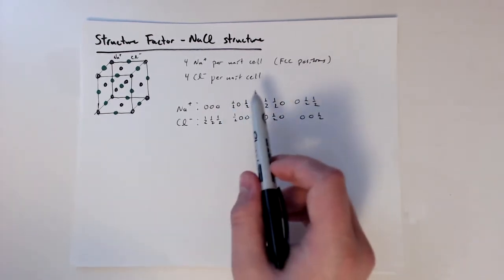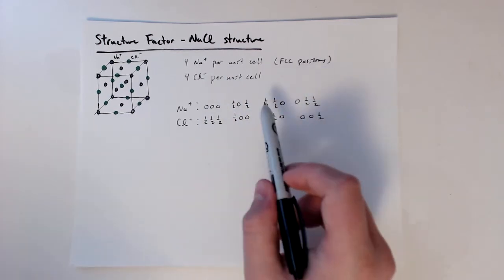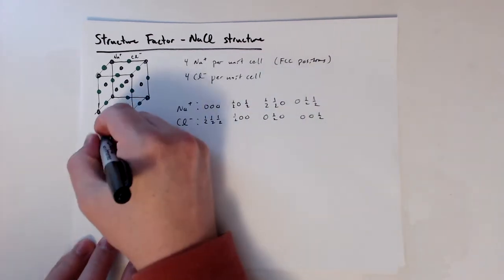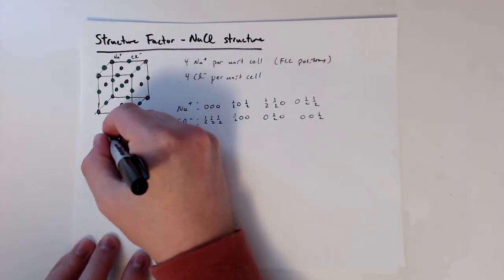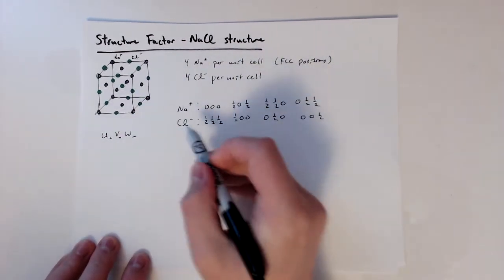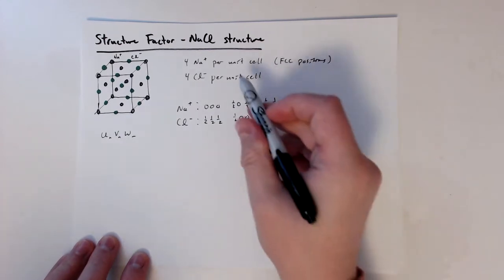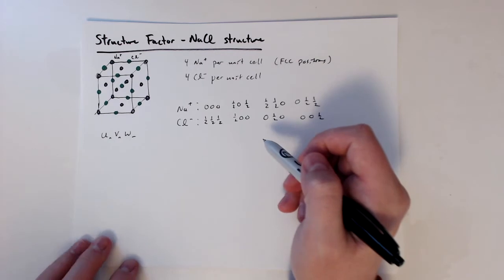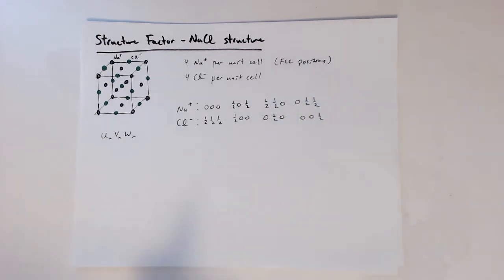So that's what I was looking for in terms of the positions, because we're going to need to know these for the U, V, W values of the various ions in the structure to be able to do the structure factor calculation. So let's go ahead and take a look at that.